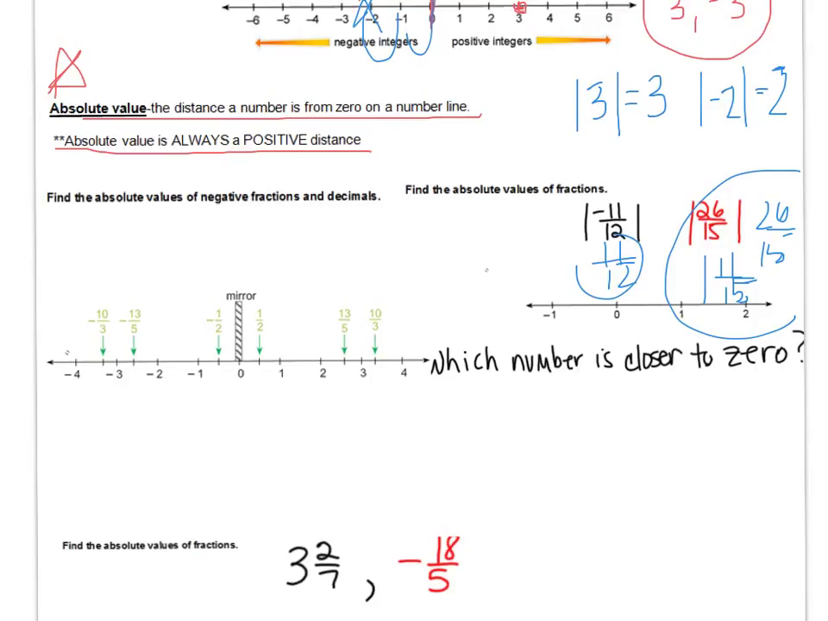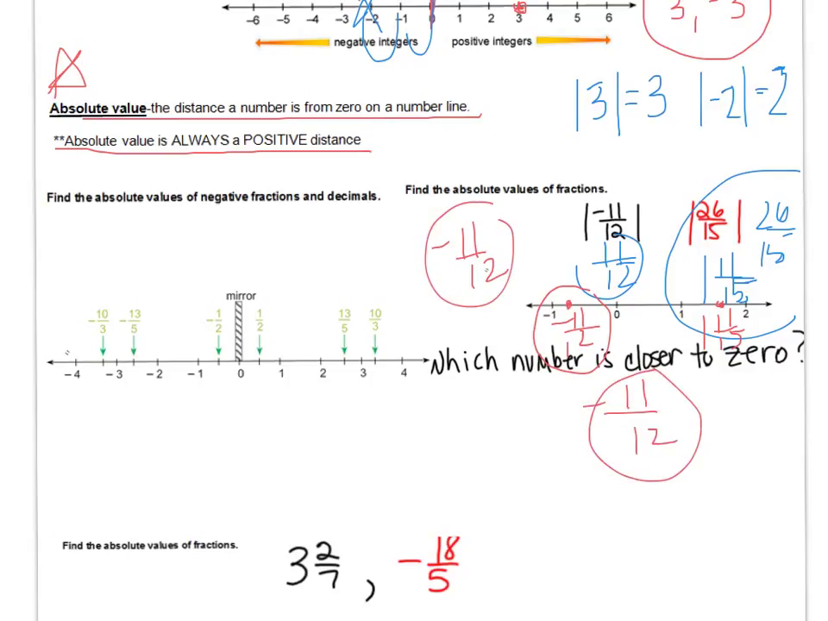So negative 11/12. I'm going to switch to red. Negative 11/12 is almost at negative 1, so negative 11/12 would be all the way over here. And 1 and 11/15, 11 out of 15 is going to be almost half. So this is 1 and 11/15. If you look at which number is closer to 0, negative 11/12 is between 0 and negative 1, and 1 and 11/15 is between 1 and 2, so negative 11/12 is closer to 0 on the number line.